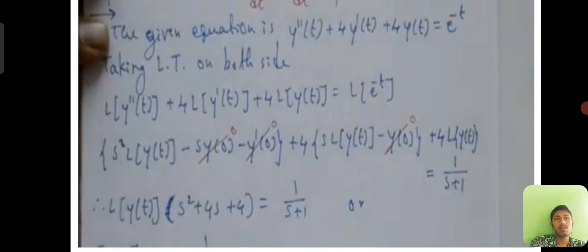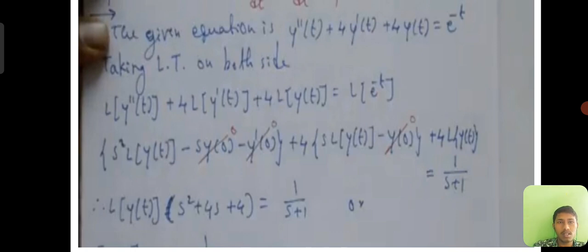Taking the Laplace transform on both sides, we can apply the formula: L of y double dash of t can be written as s square into L of y of t minus s of y of 0 minus y dash of 0. And for y dash of t, it is 4 into s of L of y of t minus y of 0, and L of y of t is written as L of y of t. According to these formulas, we can solve the above equation.